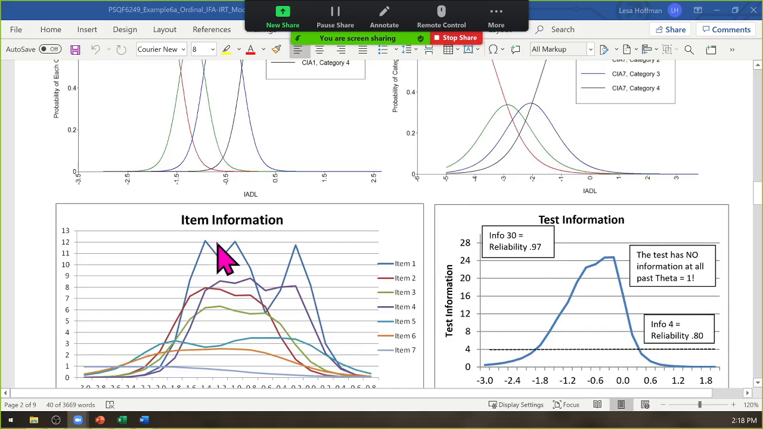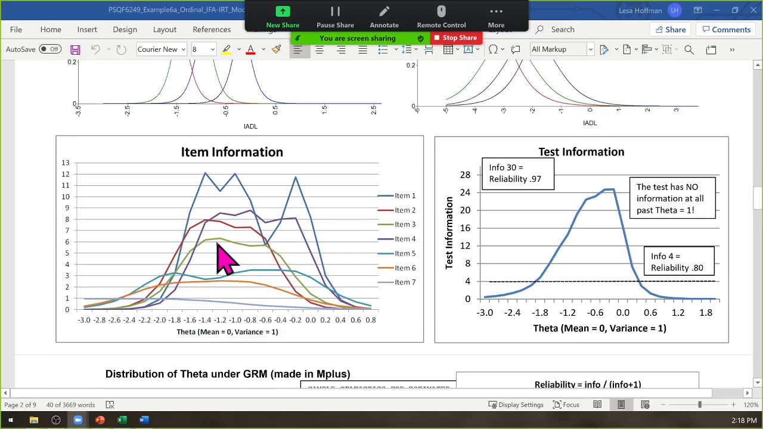If we look at all of the items' information curves, these are pictures I made in Excel because I liked my version of the pictures better than what M+ gives you. This is item information for each of the items, so how much the item contributes to the measurement of the trait. These curves are a lot wider than what we would have seen for binary items because each item has 3 separate submodels. An item that has 4 choices is likely going to have more information than an item that has 2 choices because it can cover a larger range of the trait.